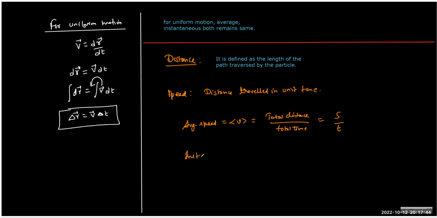So what is instantaneous speed? Instantaneous speed. It is ds by dt, right? The change in distance upon time interval, correct? So ds by dt is called speed, instantaneous speed. Is this clear so far? I think this is simple.